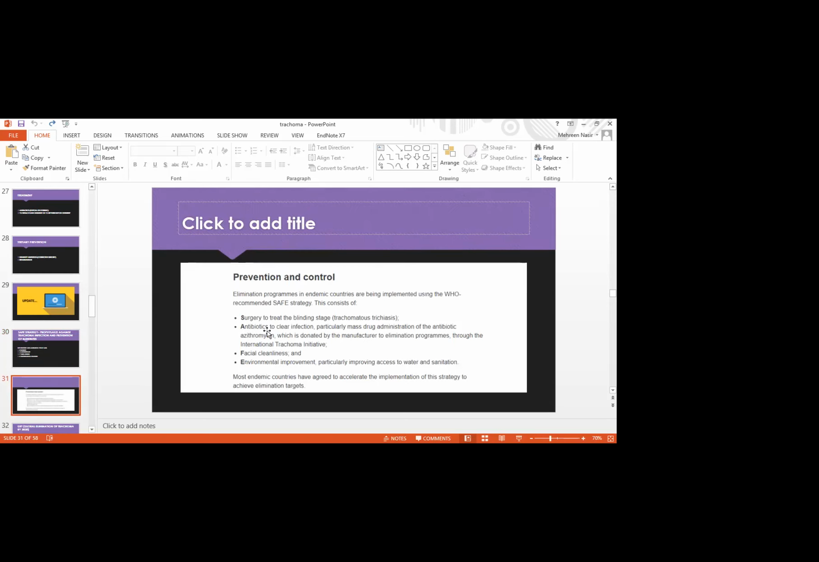Surgery is done to treat the blinding stage, which is trachomatous trichiasis. Antibiotics are given to clear infection, particularly mass drug administration of the antibiotic erythromycin, which is donated for elimination programs. Facial cleanliness and environmental improvement, particularly improving access to water and sanitation, as it has been seen that communities with safe water supply have decreased incidence of this disease.